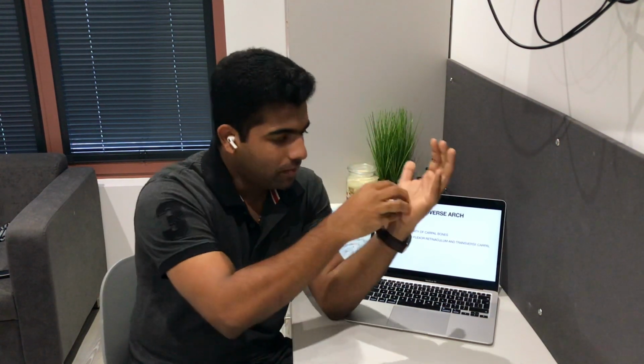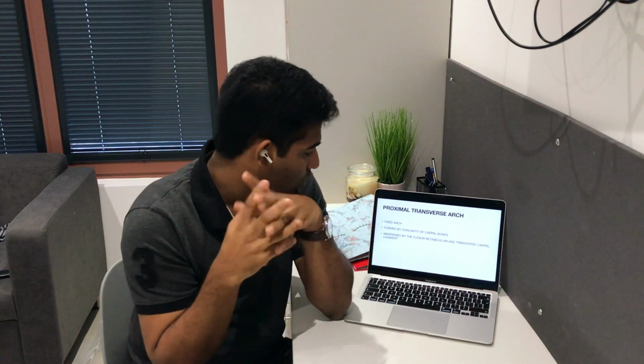Any idea? We have discussed it in the previous session. Can you just think? Yes, the transverse carpal ligament and flexor retinaculum help in holding that arch in its place and giving integrity to the arch. So these are the most important things with the transverse carpal arch: it's a fixed arch formed by the concavity of carpal bones, maintained by flexor retinaculum and transverse carpal ligament.